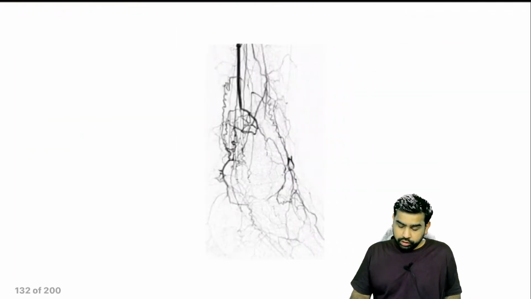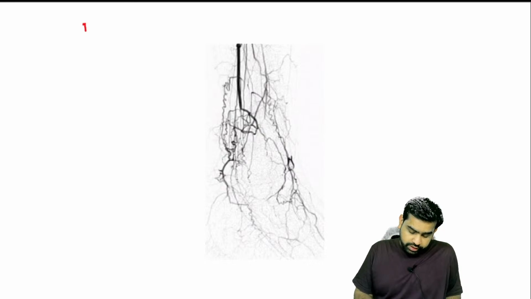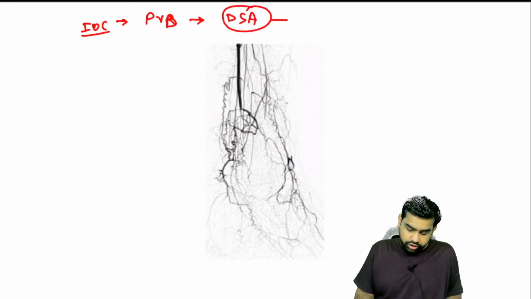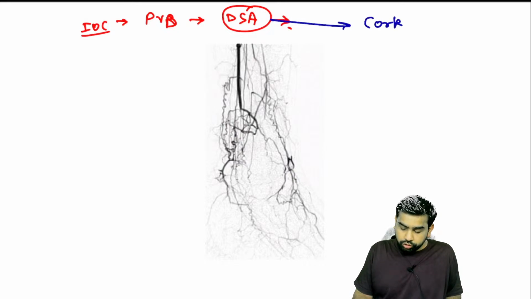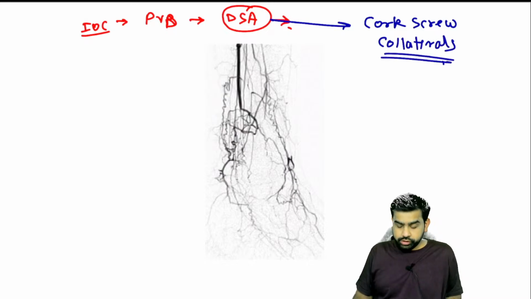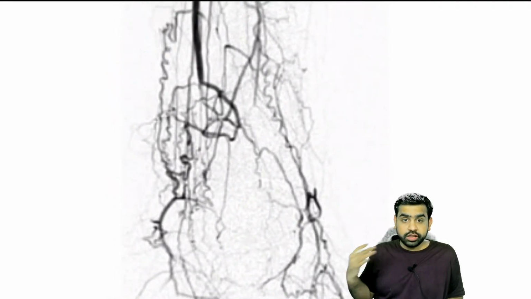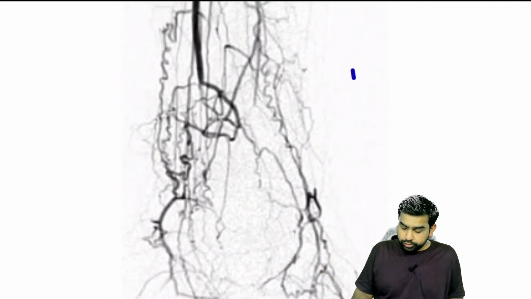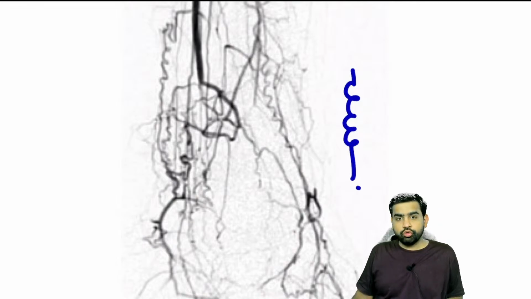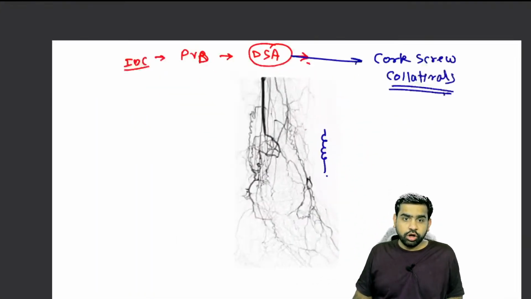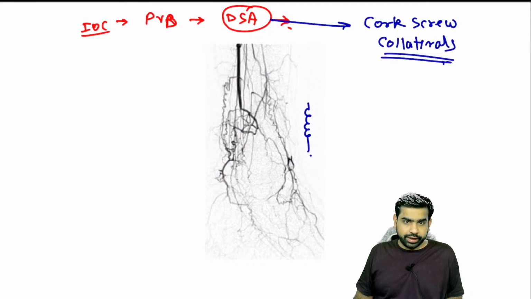Now when we talk about the investigation of choice for the peripheral vascular disease, it is DSA, that is digital subtraction angiography. And what you basically get in this digital subtraction angiography is corkscrew collaterals. This is what a digital subtraction angiography image looks like, and what you're getting over here is corkscrew collaterals. I hope you're able to understand this point.